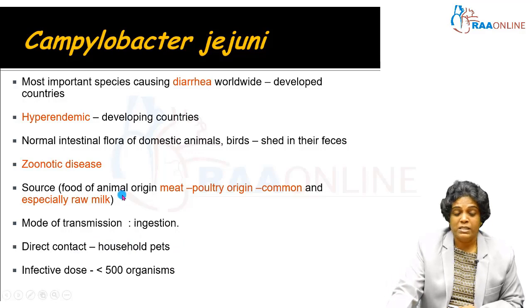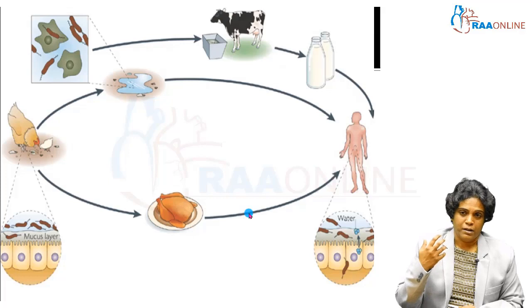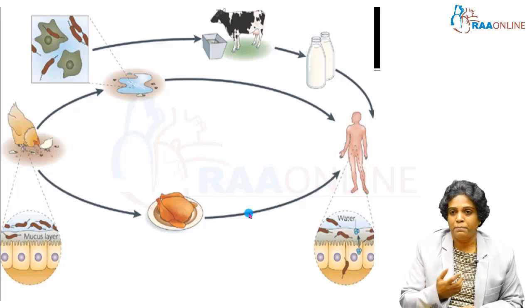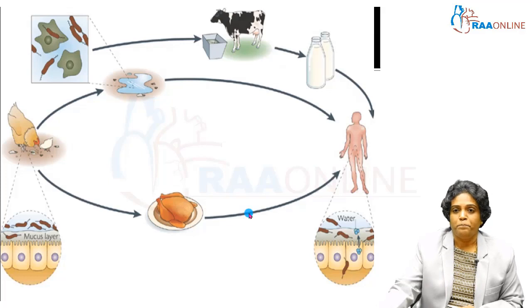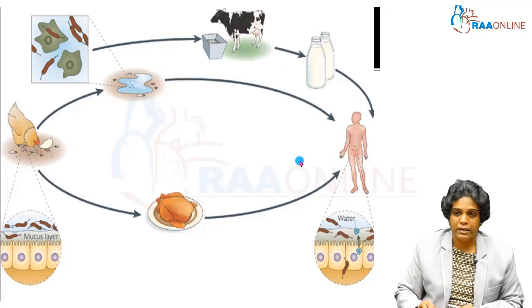Very little dose is needed to cause the infection. The infective dose here is less than 500 organisms. So this is how it gets transmitted. As I said, domestic animals like cattle, sheep or swine, and also poultry, remain as sources of infection. So it can be transmitted by meat or poultry products, and also raw milk that is contaminated with the organism.